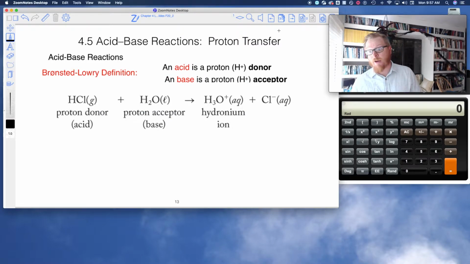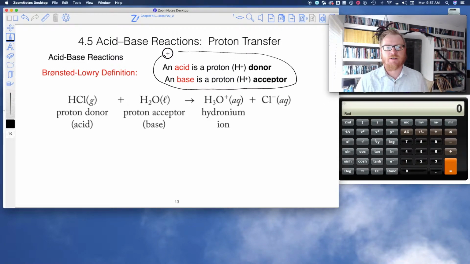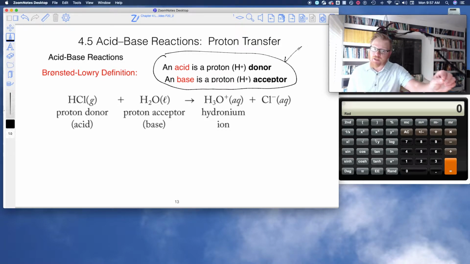So let's keep talking about acids and bases. For the rest of this lecture, I'm going to focus on acids and bases, okay? There are several definitions for acids and bases. The first one we're going to focus on in this class is the Bronsted-Lowry definition, and that is an acid is a proton donor, a base is a proton acceptor. I want you to commit this to memory. An acid is a proton donor, a base is a proton acceptor.